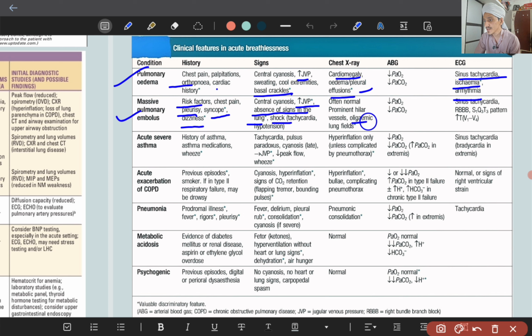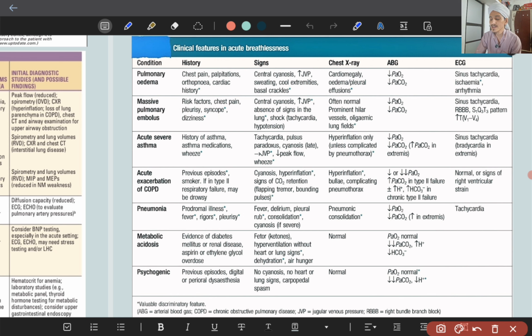Oligemic lung fields, meaning decreased blood flow to the lung. On ECG, most of the time it shows only sinus tachycardia or an RBBB pattern and increased T waves from V1 to V4. This S1 Q3 T3 pattern is rare. So these are the cardiac causes.